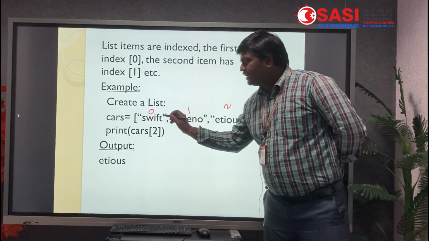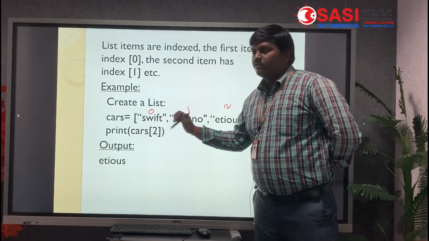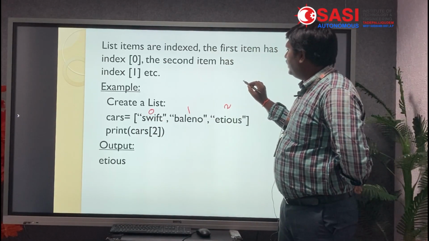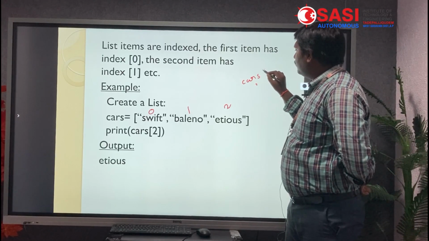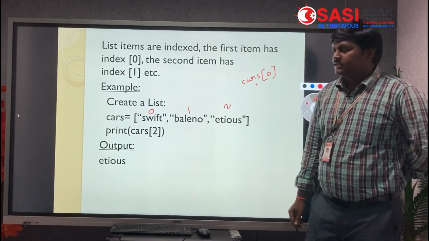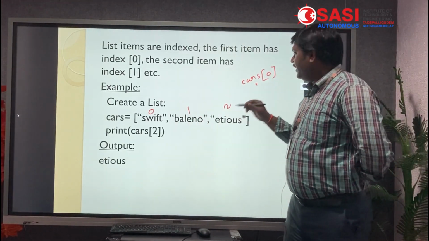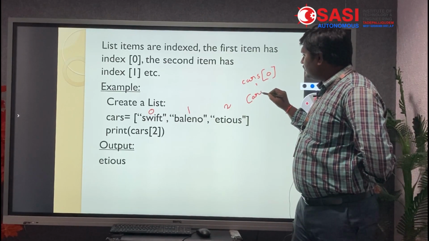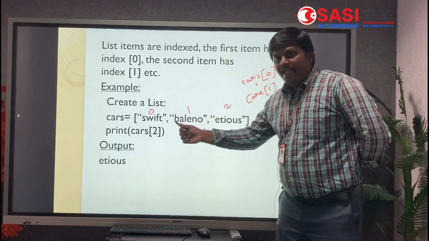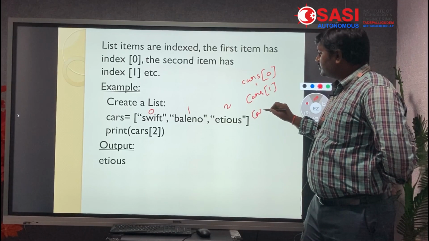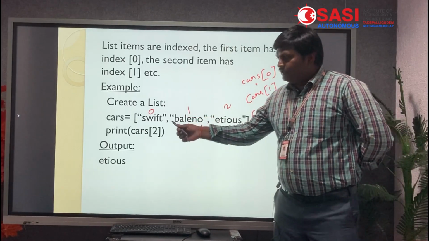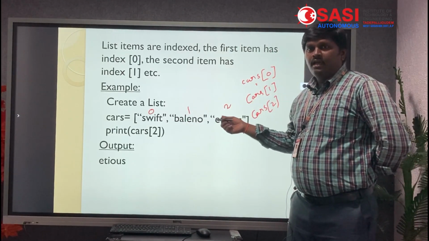If you want to access the first element, that is Swift, we write cars of index value 0. If you want to access the second element, list name cars of index value 1. If you want to access the third element, cars of 2. Based on index values you can access the list items.